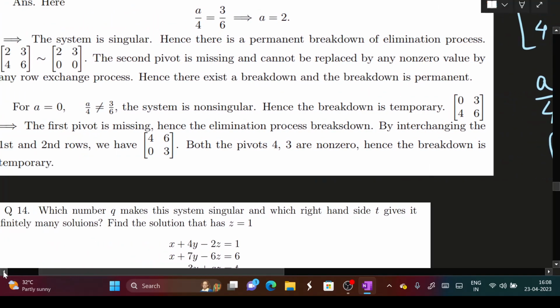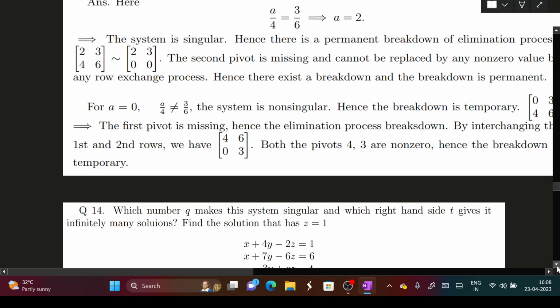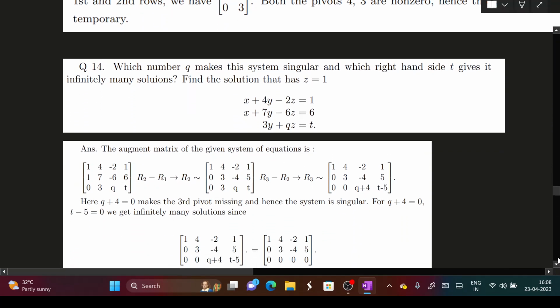Next we will move to another question. That is the next question. Which number q makes this system singular? And which right hand side t gives it infinitely many solutions? Find the solution that has z equal to 1.